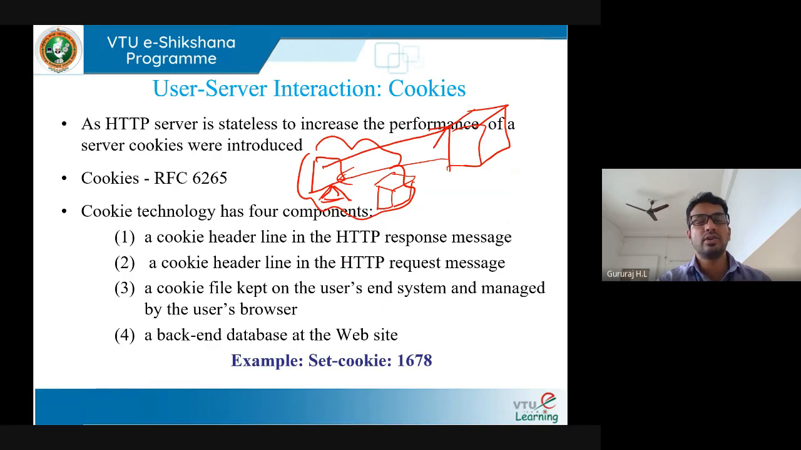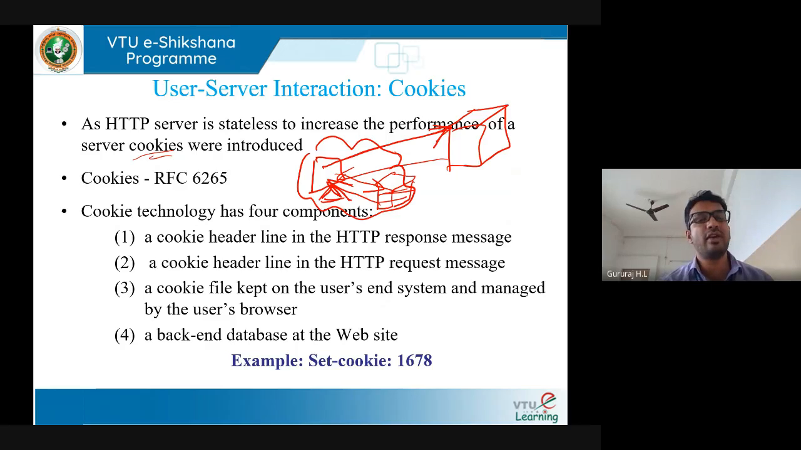Okay, so in the next iteration, or the next day or some other day, until this local server data has been removed, whatever request you fetch will never be sent to the server as it is. It will fetch the data from the local server itself, and in that way we can improve the performance of the network. This local server data is called cookies. Cookies were introduced with RFC number 6265.